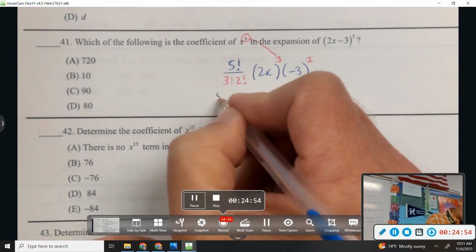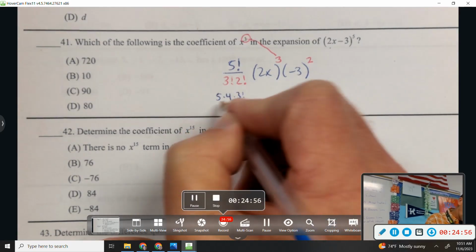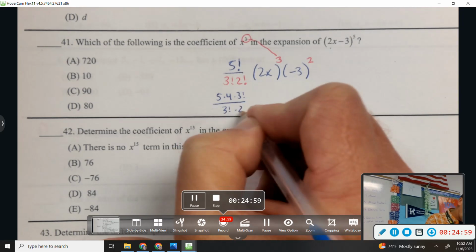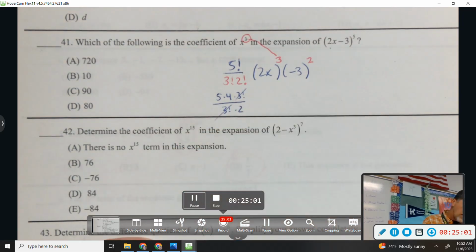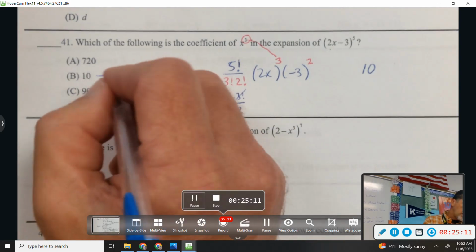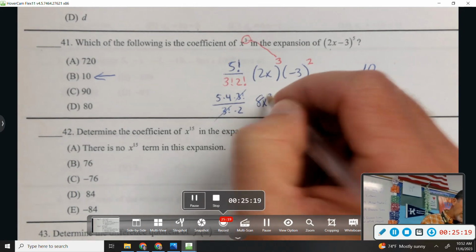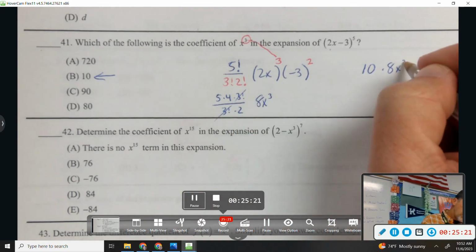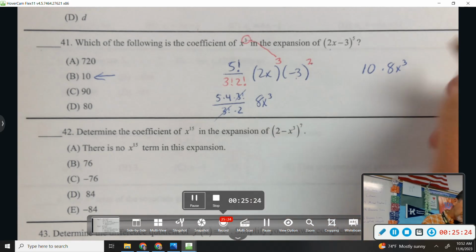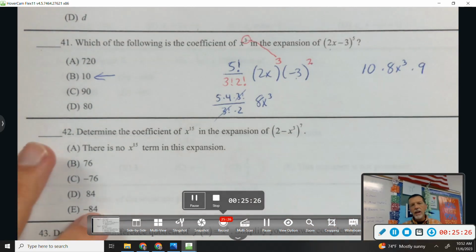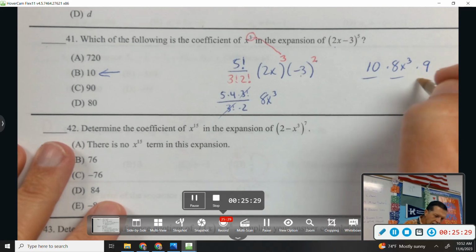Okay, so 5 times 4 times 3 factorial. So the front number is 1. The binomial coefficient is 1. The Pascal's triangle coefficient is 10, excuse me. So tempting to put b, but that's not right. Because I need to cube 2x. That would get me 8x cubed. And then I need to square negative 3. That would get me 9. And so I put all the coefficients together, and I get 720.